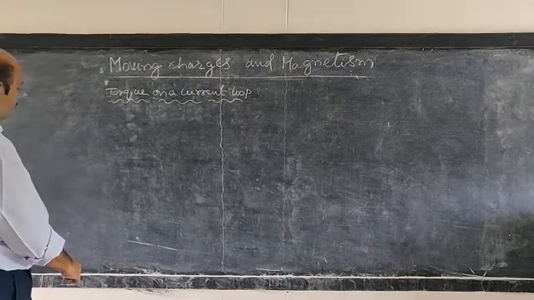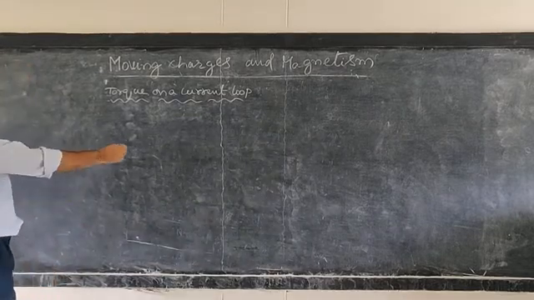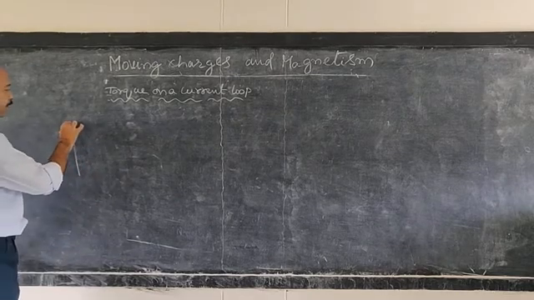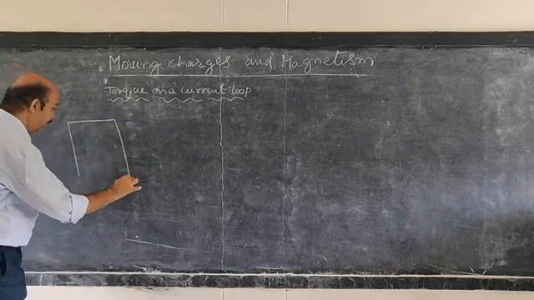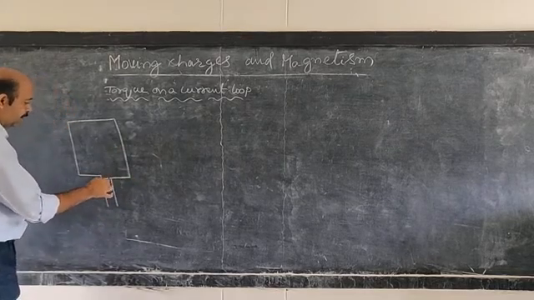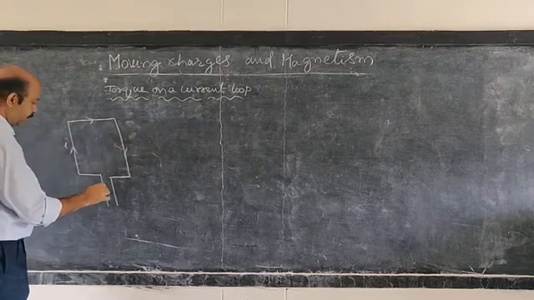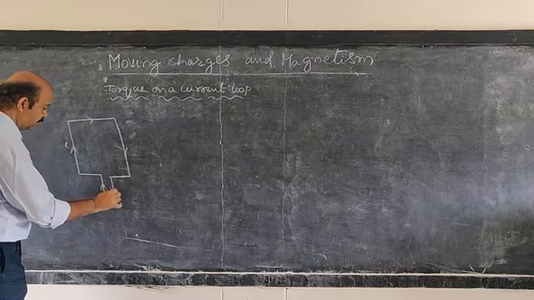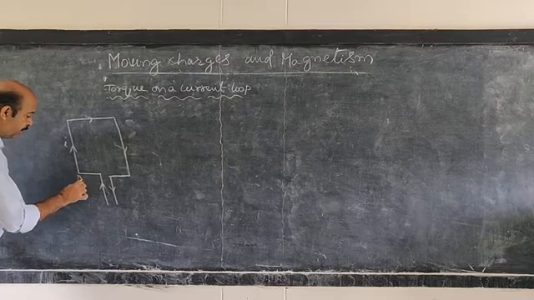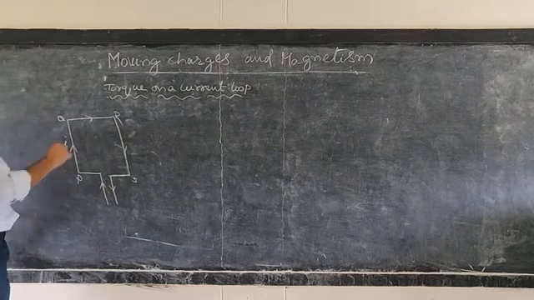Now we will discuss torque acting on a current loop. Consider a rectangular loop like this, carrying a current, say I. Let us call the corners P, Q, R, S.